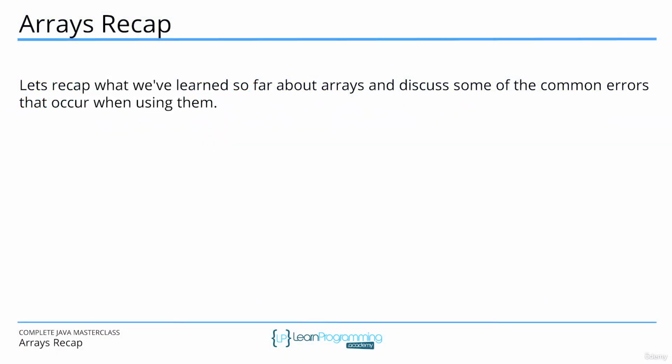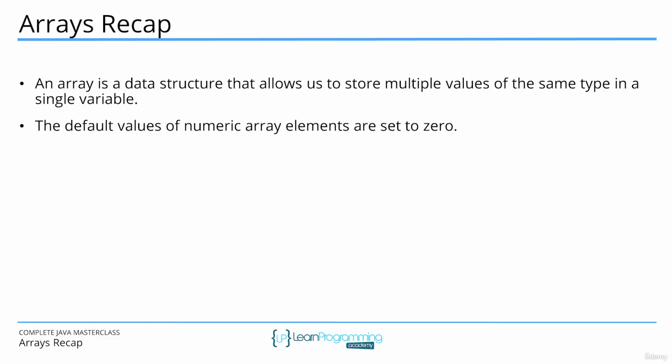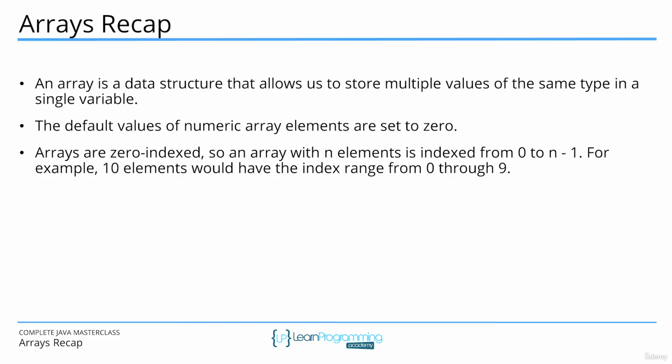Let's recap what we've learned so far about arrays and discuss some of the common errors that occur when using them. An array is a data structure that allows us to store multiple values of the same type in a single variable. The default values of numeric array elements are set to 0. Arrays are 0 indexed, so an array with n elements is indexed from 0 to n minus 1. For example, 10 elements would have the index range from 0 through 9.